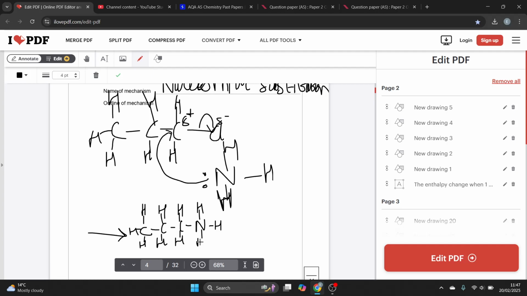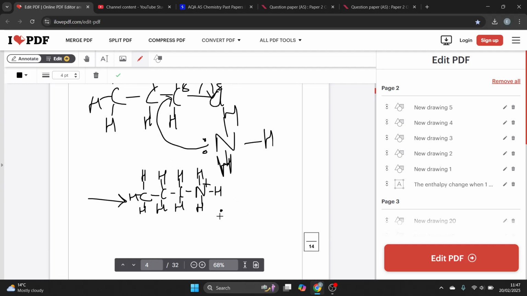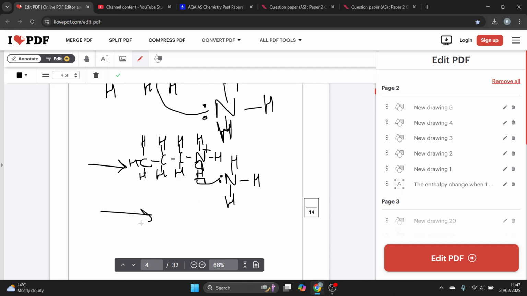NH3 plus, and then another ammonia molecule acts as an acid-base, takes the proton, and then finally you form your propylamine. And the amine group still has a lone pair of electrons, so it can act as a nucleophile. So yes, perfect.